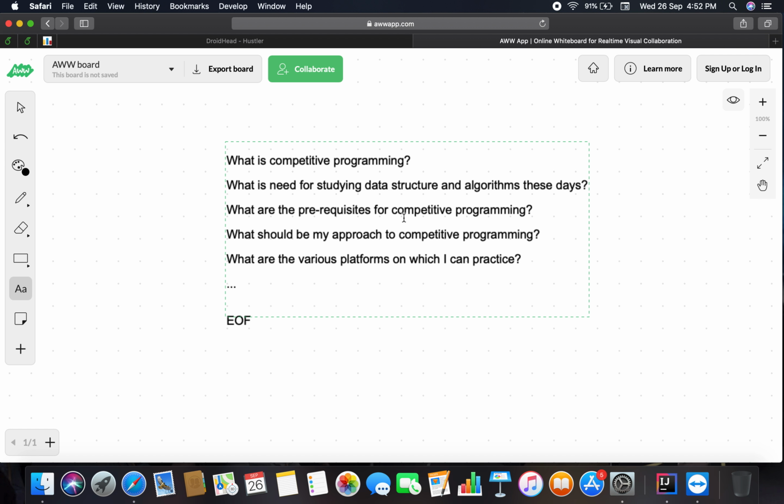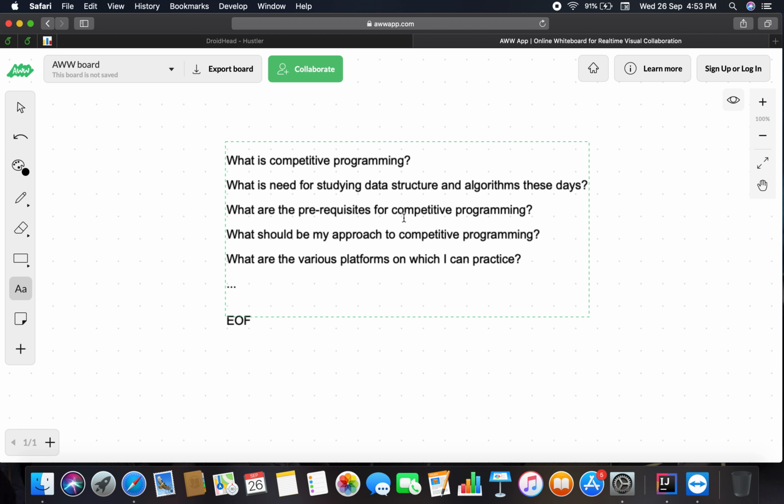And recently I have also been reading data structures and algorithms. What I read is that yes, they are needed much. You have to use trees, you have to use graphs sometimes to crawl the data, and yes, you have to do some sort of stuff. So next question: what are the prerequisites for competitive programming?